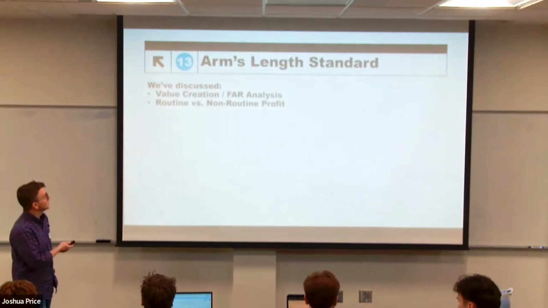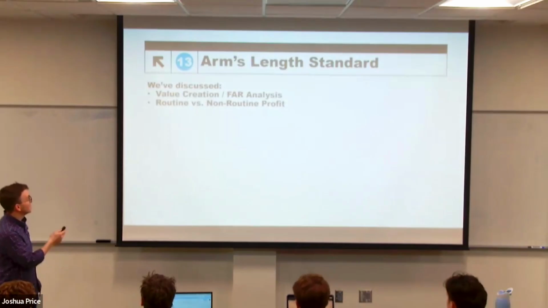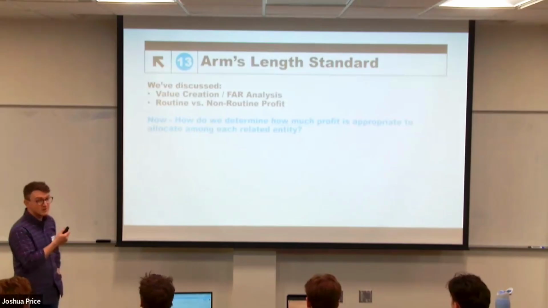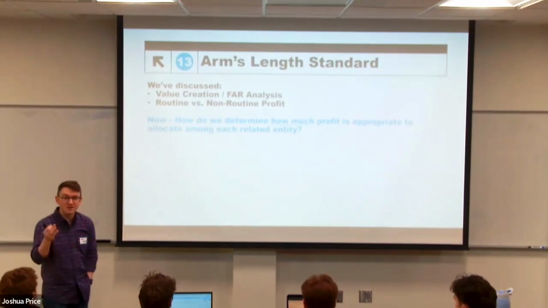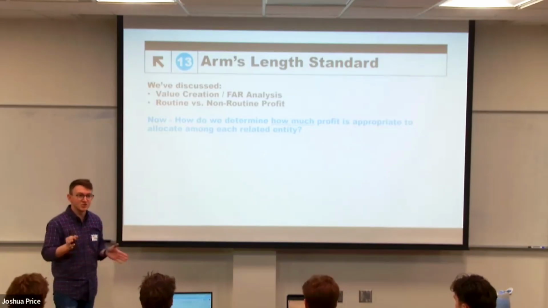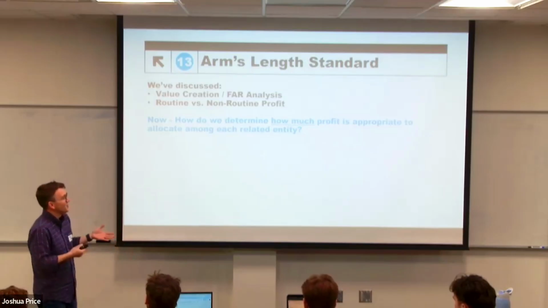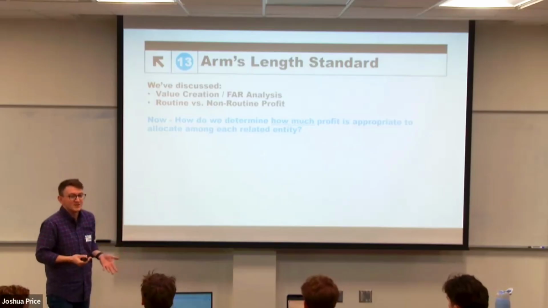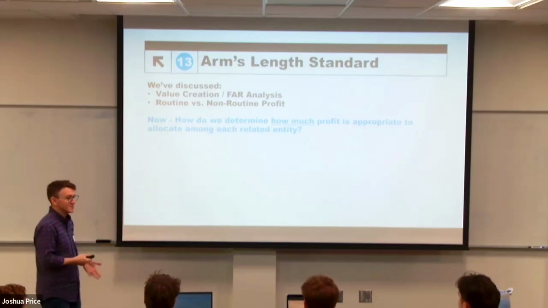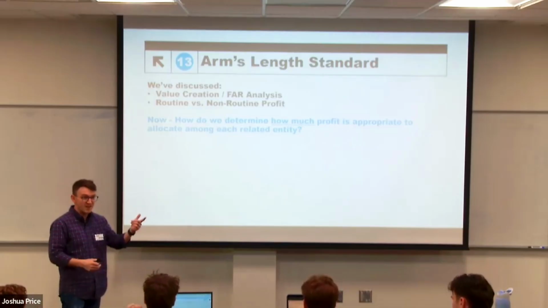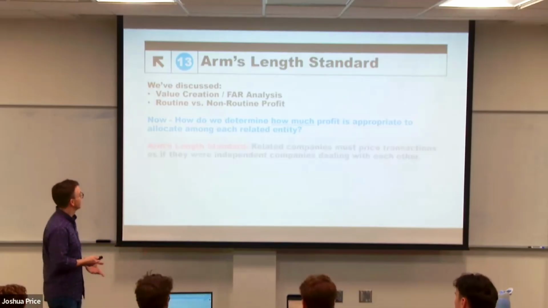Okay. Another core concept of transfer pricing. We talked about value creation, FAR analysis, routine versus non-routine. Now, this is probably a question that everyone wants to know. You have the concepts of what direction things should go and asking the right questions about where the value is created. But how do you actually decide how much that equates to? It's easy to say, oh, well, you deserve the share. Okay, well, now it's time to split up the pie. How do you do that?